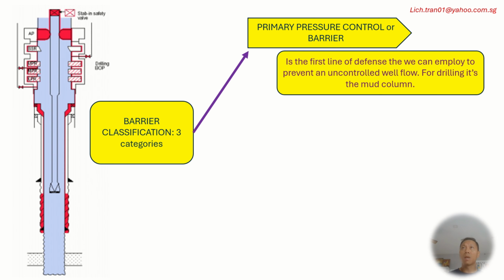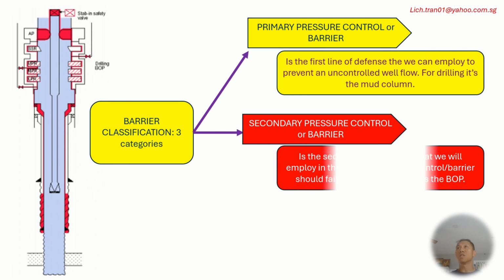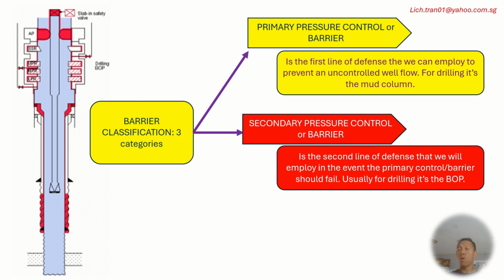And the secondary well control or pressure control or barrier is the second line of defense that we will employ in the event the primary control or barrier should fail. For drilling, usually we refer to it as the BOP. And why is it the BOP? I'll discuss in the next slide.